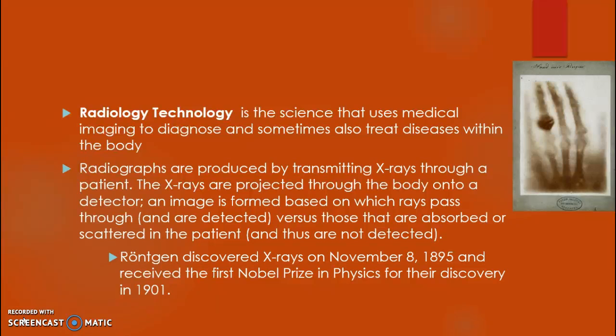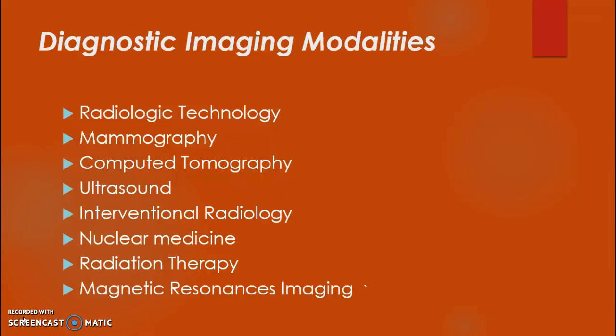William Rankin discovered x-rays on November 8th, 1895 and received the first Nobel Prize in Physics for their discovery in 1901. As you can see here, the different diagnostic imaging modalities are radiologic technology, mammography, computed tomography, also known as CAT scan, ultrasound, interventional radiology, nuclear medicine, radiation therapy, and magnetic resonance imaging.